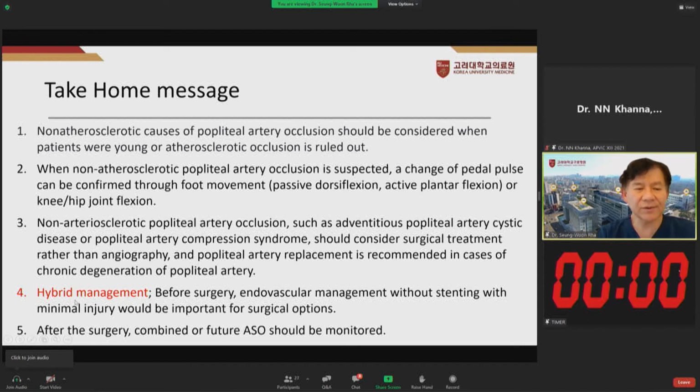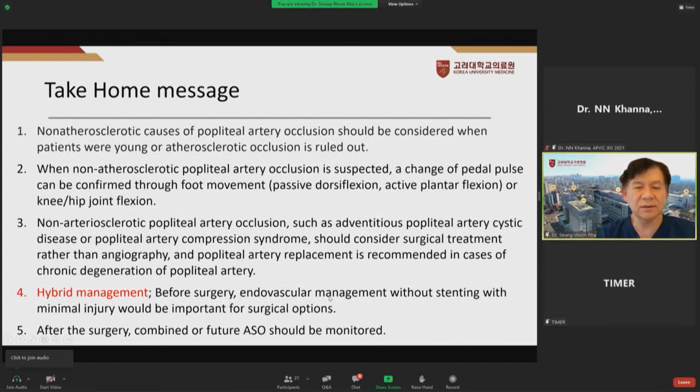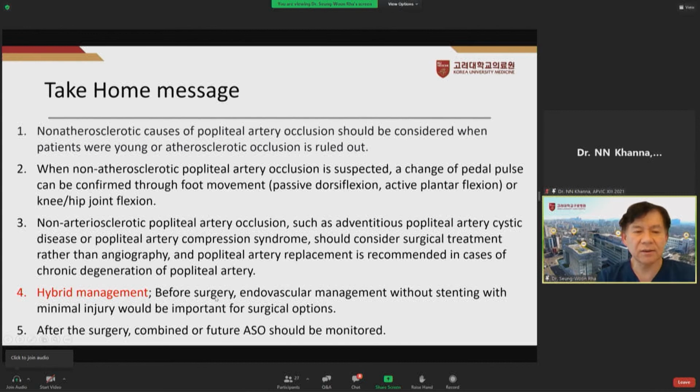After surgery, the patient can also recover, but the underlying disease is not always cleaned up by the surgery. After surgery, they can also be affected by proximal or distal disease. These patients also had BTK disease, so a few weeks after surgery I did the BTK angioplasty together. So we always need hybrid management, even in patients with external compression disease of the popliteal artery. Thank you for your attention.